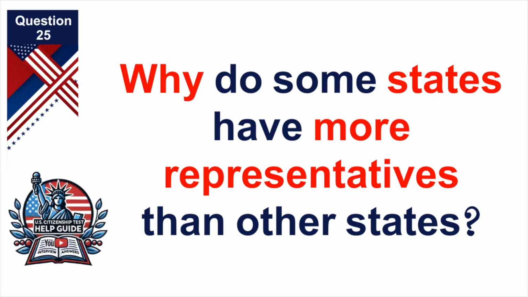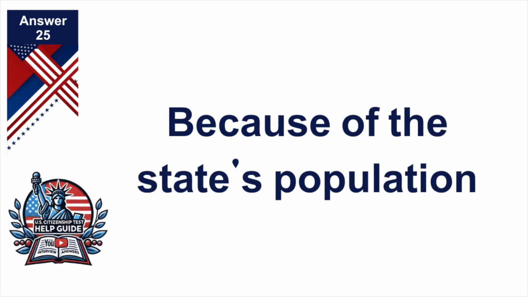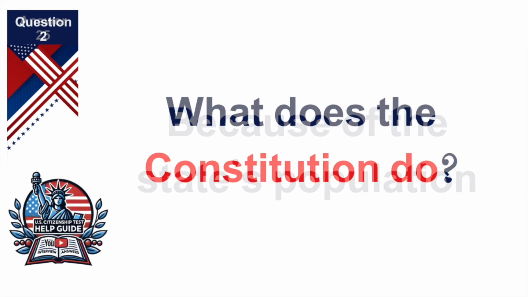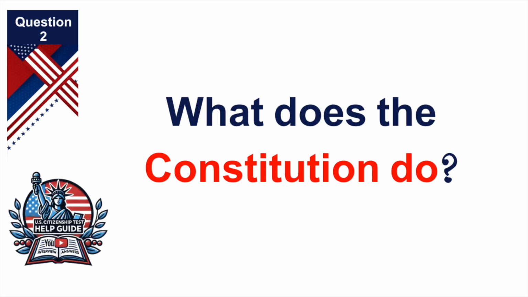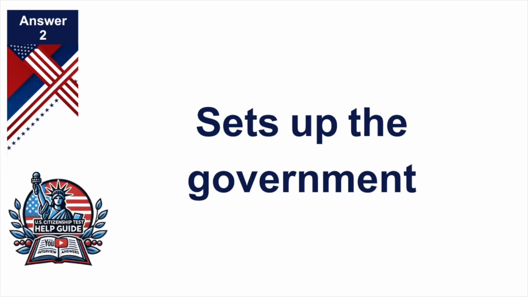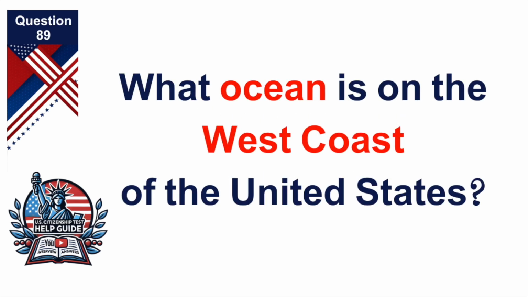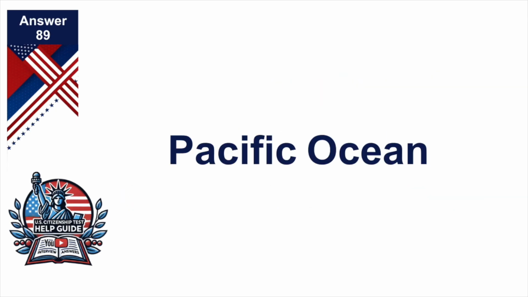Why do some states have more representatives than other states? Because of the state's population. What does the Constitution do? Sets up the government. What ocean is on the west coast of the United States? Pacific Ocean.